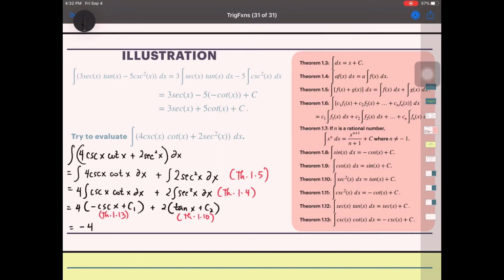Distributing the constants 4 and 2, we now have negative 4 cosecant x plus 4c1 plus 2 tangent x plus 2c2. Since 4c1 and 2c2 are constants, we can generally write plus c.